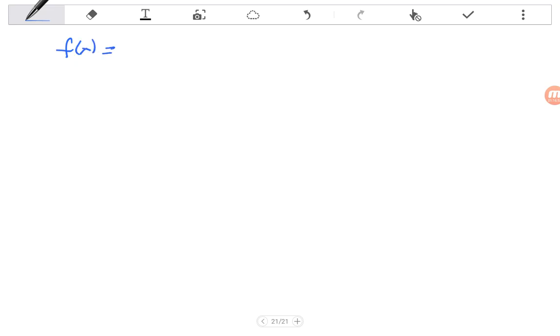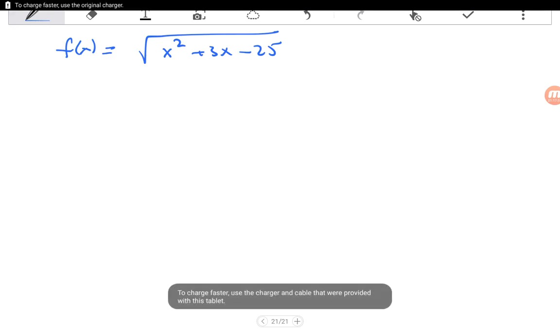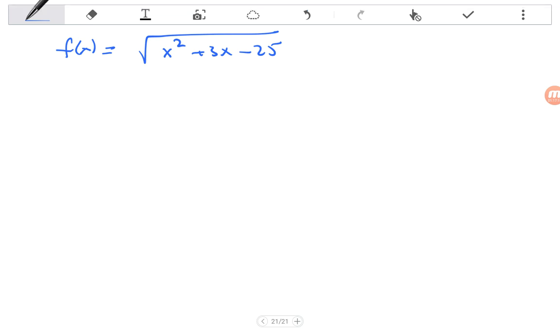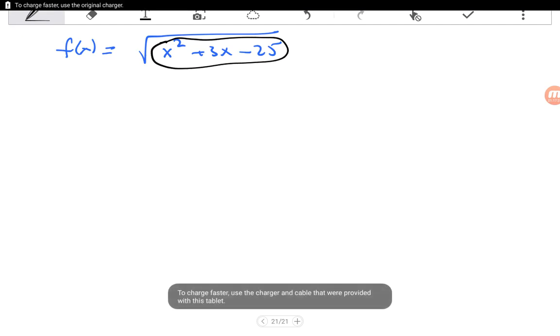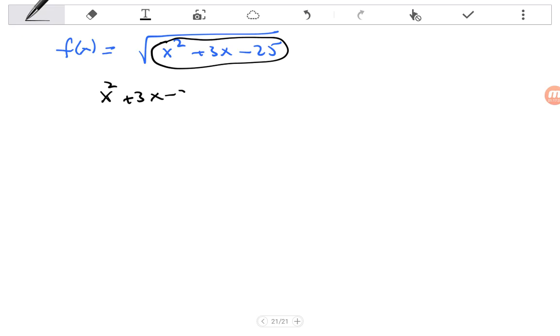What if I have this function? I need to find the domain of this function. How to find the domain of this function? We first convert the problem of the domain to be an inequality problem. That is the first step. So to find the domain is by expressing the restriction, which is x squared plus 3x minus 25 greater than or equal to 0.